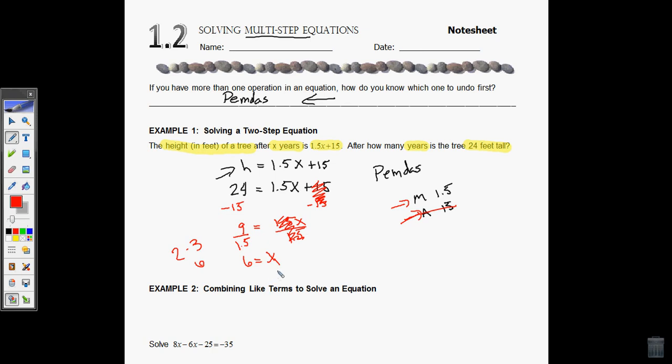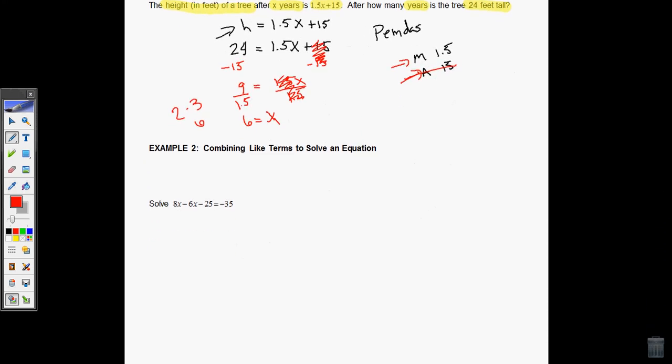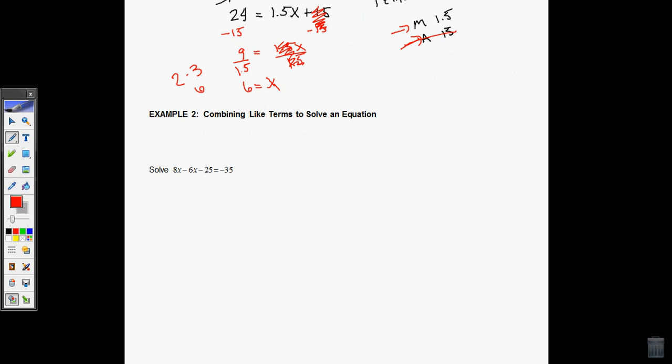Fantastic. Now what this is telling us, if we go back to what our problem was asking, is that after 6 years, the tree will be 24 feet tall. Very good to always go back and make sure that you're understanding what it is you just did and what it is that your work has provided you.